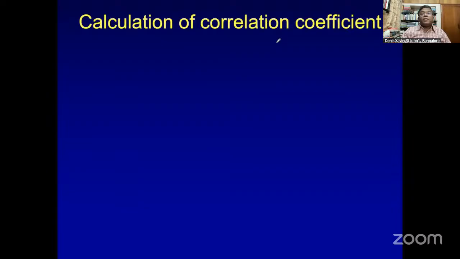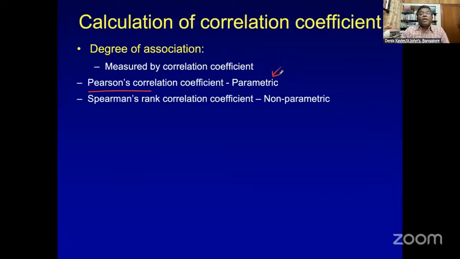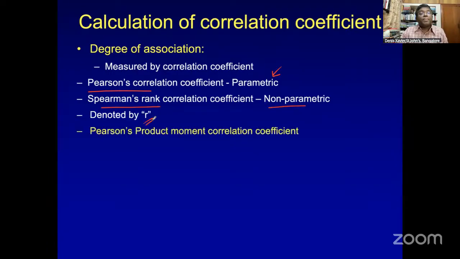Okay, calculating the correlation coefficient, the degree of association. One is called Pearson's correlation coefficient, for parametric data. The other, for non-parametric, is Spearman's rank correlation coefficient. Okay, denoted by R. Both are R. Pearson's test full name is Pearson's product moment correlation coefficient.